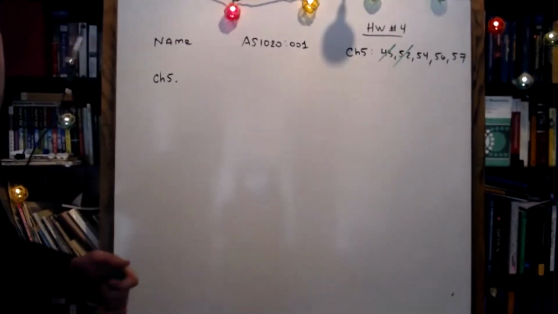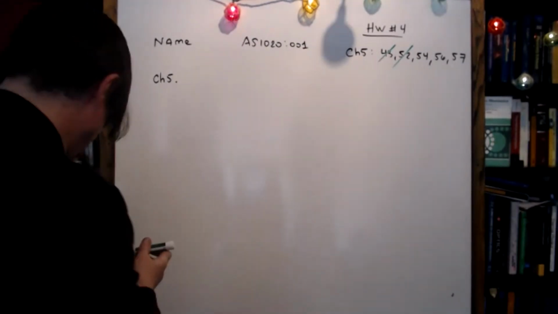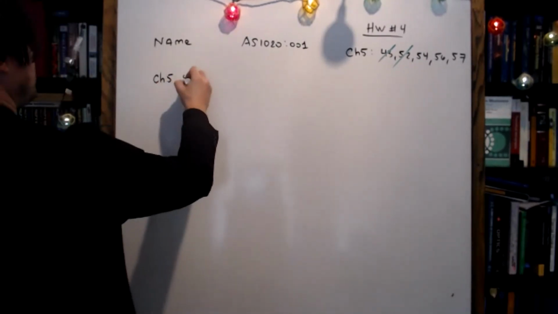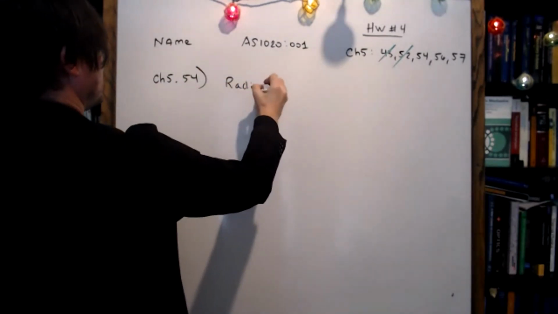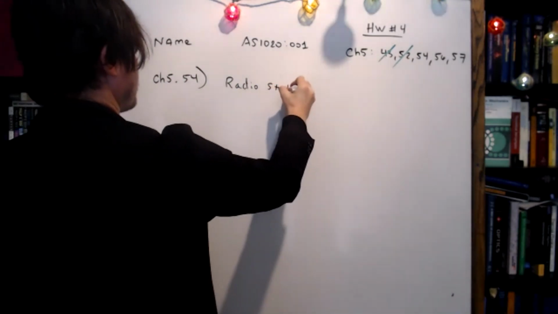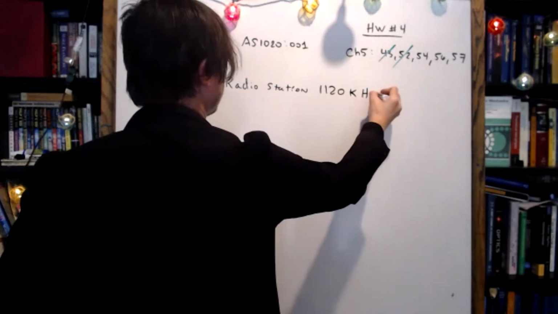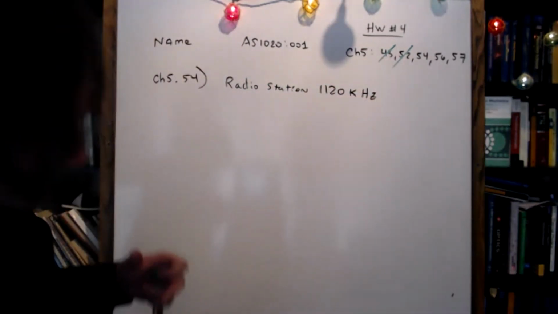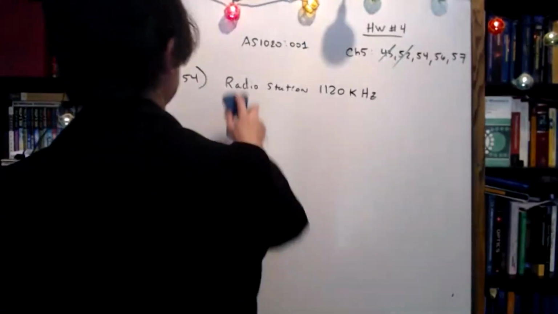All right. What else would you? Wyatt, can you read number 54? Yes. Radio station. What is the wavelength of a radio photon from an AM radio station that broadcasts at 1120 kilohertz? What is its energy? So 1120 kilohertz, that sounds like what kind of a quantity?